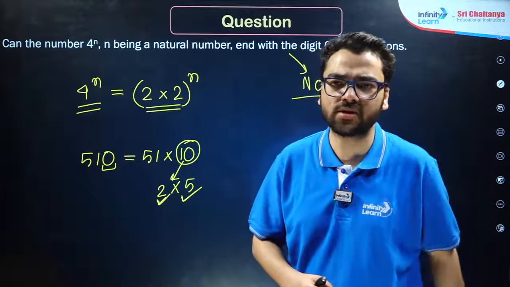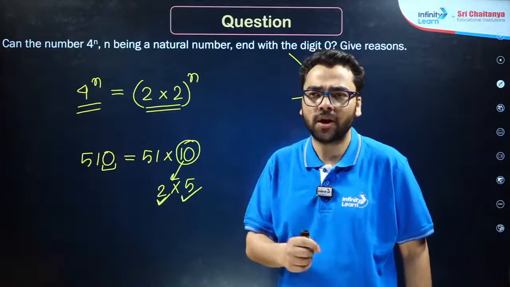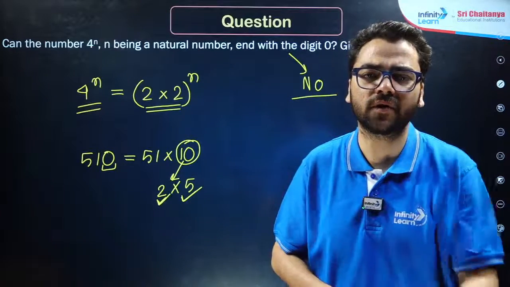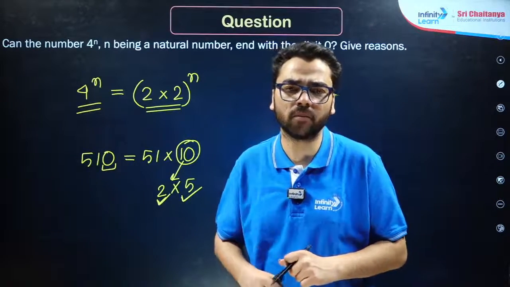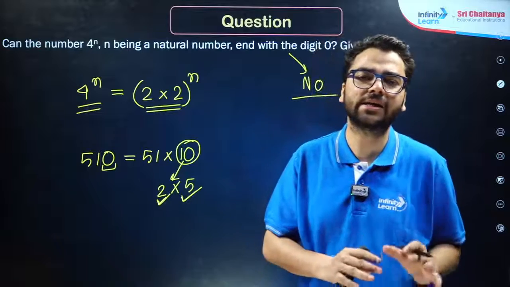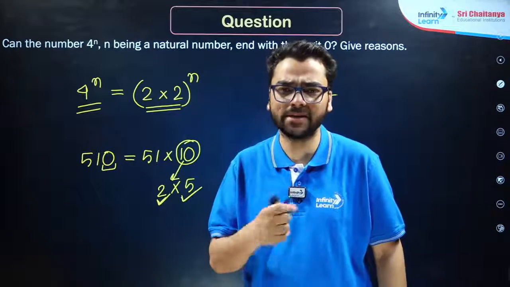Is this clear to every student in this session? This can never end with digit 0, you have to write in the answer. It's a kind of theoretical question that as per the uniqueness of the fundamental theorem of arithmetic, you cannot get the digit 5 in the prime factorization of 4. I hope it is clear. It's a very basic question.